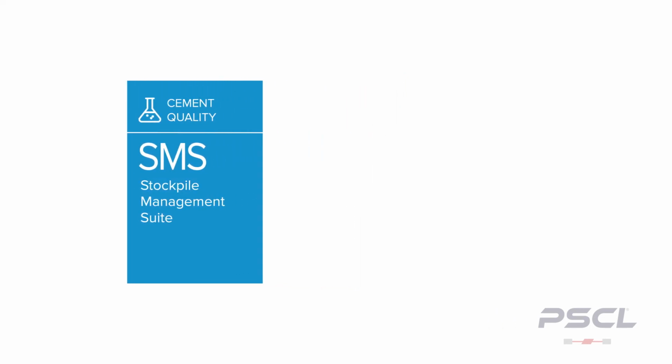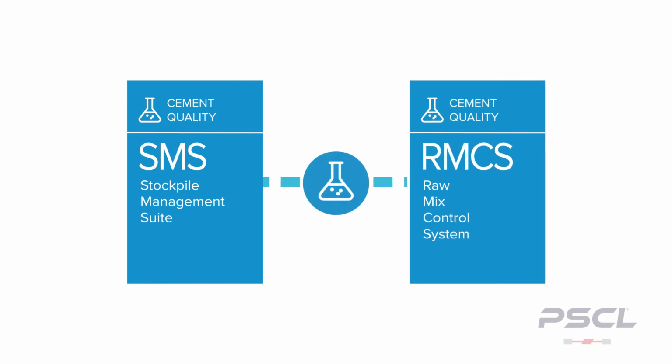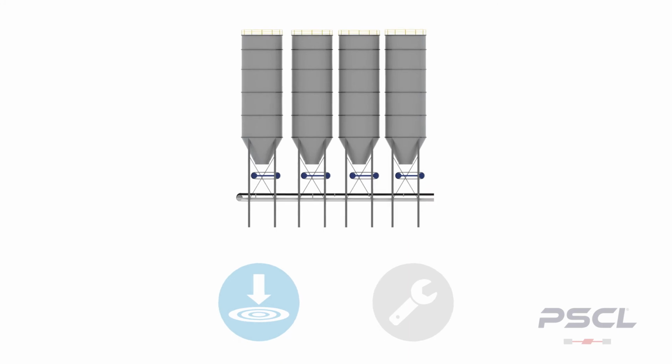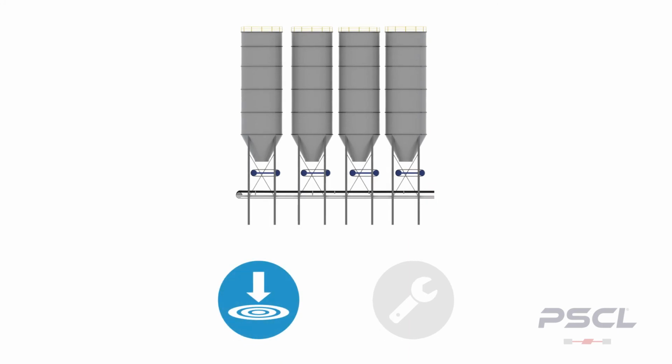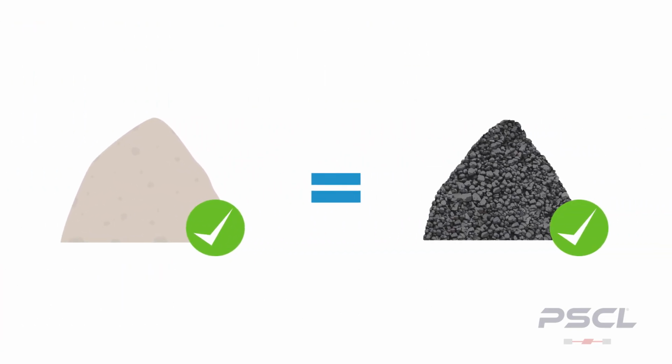SMS seamlessly communicates with other PSCL products like our Raw Mix Control System, or RMCS. RMCS reads the pile chemistry from the pile historian, leveraging the known limestone chemistry, resulting in improved calculation accuracy and reduced equipment wear. On-target raw materials will ultimately result in a better quality raw mix to aid in reducing the production of off-spec clinker.